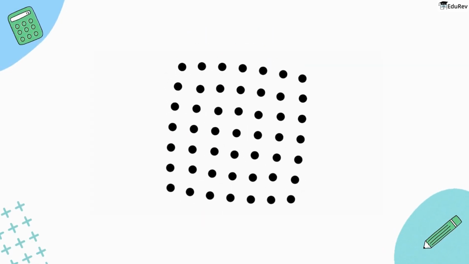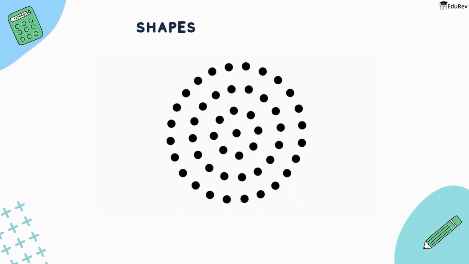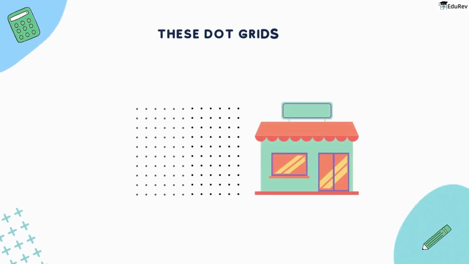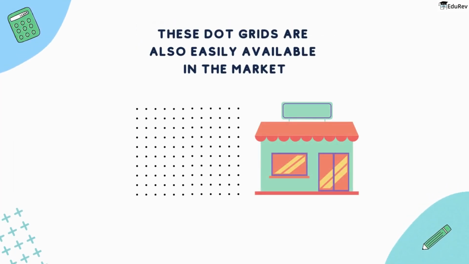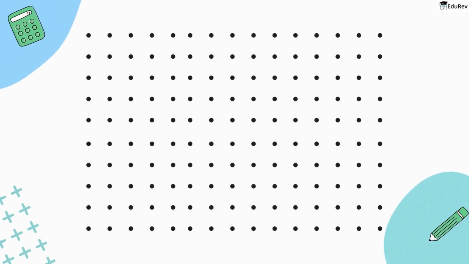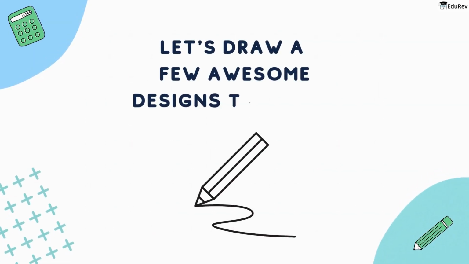Playing around with shapes on a dotted grid helps us understand shapes and symmetry even better. These dot grids are easily available in the market. So my little artists, look at this dotted grid. Let's draw a few awesome designs together.